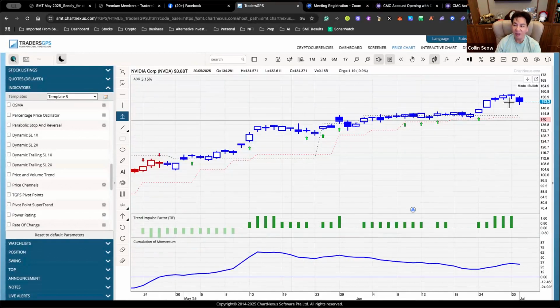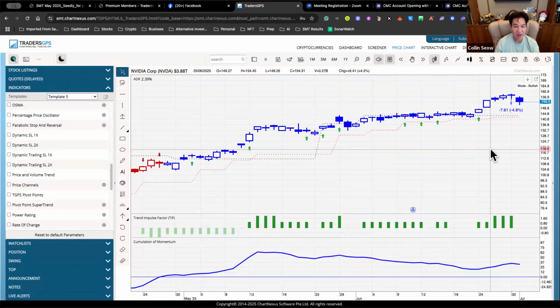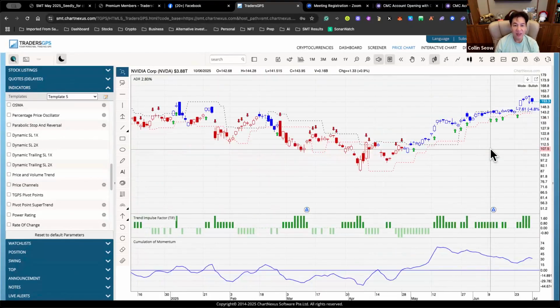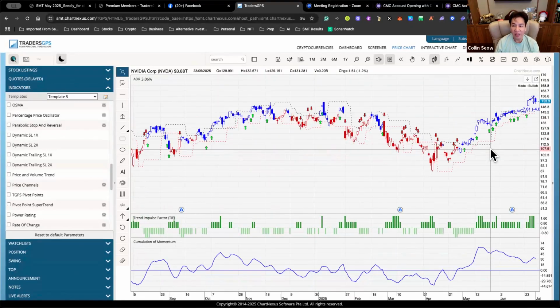Versus, let's say, what's the percentage here? The percentage here, from here to here, is let's say 5%. Versus, let's say, when we drop here. We drop here. Is this more like a trend reversal or a correction?